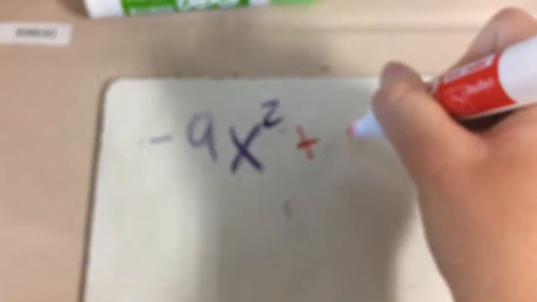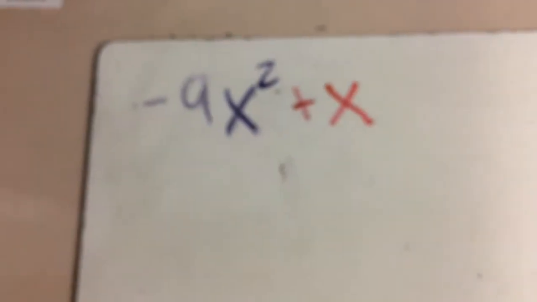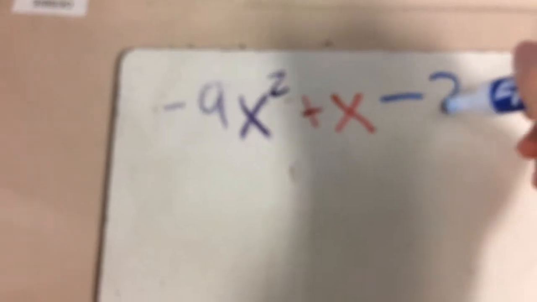So for our third example, we have as our first equation negative 9x squared plus x minus 3.